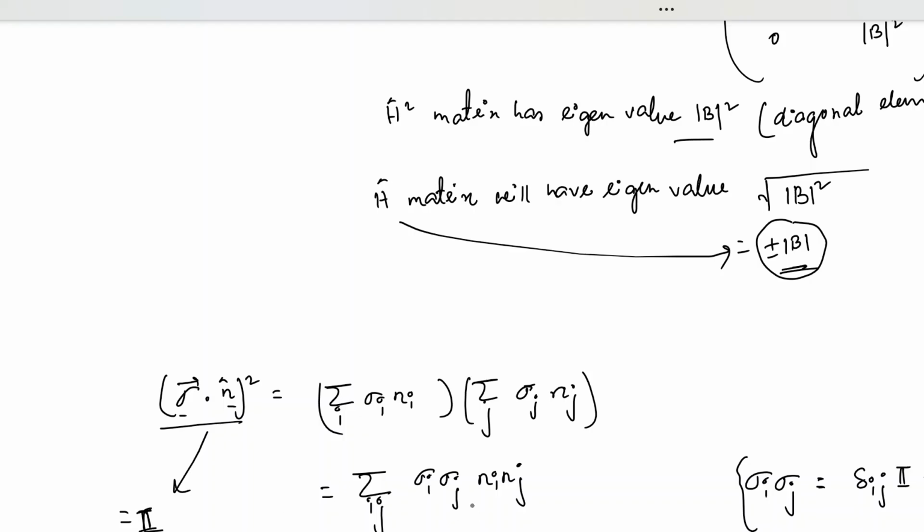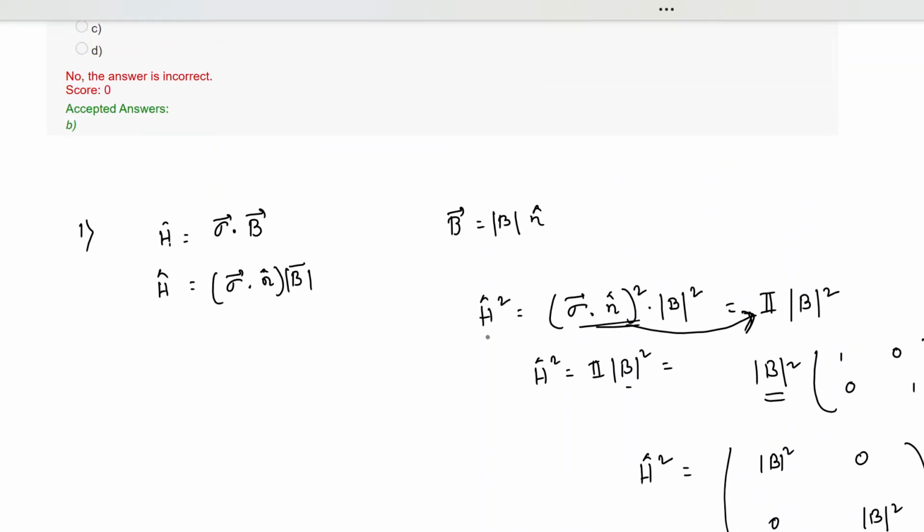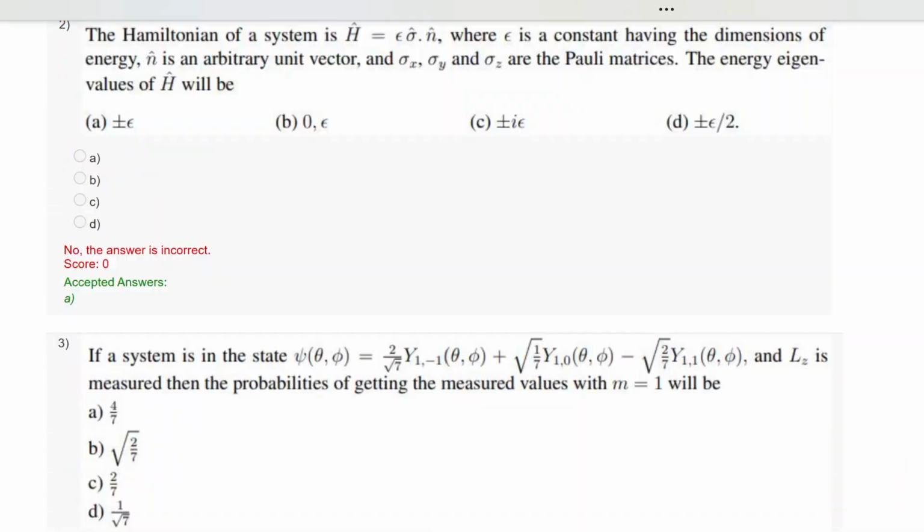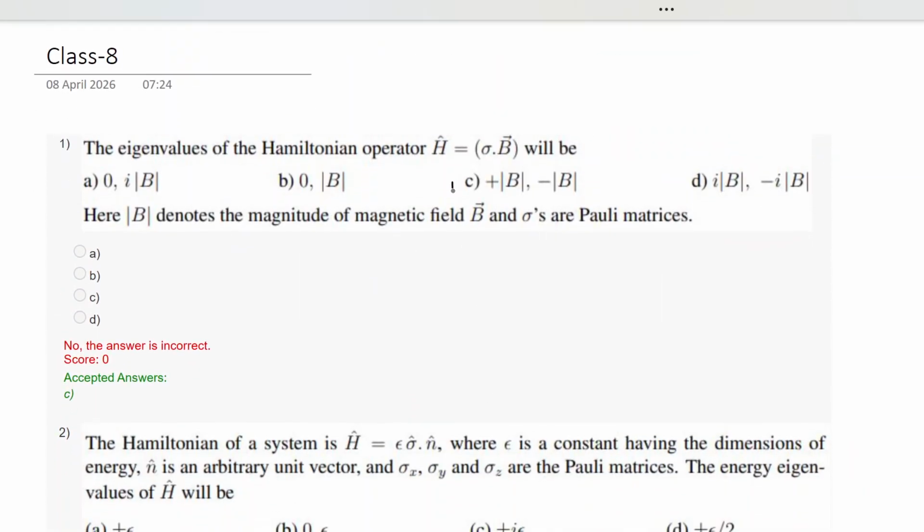First write down the Hamiltonian squared matrix, and once you know its eigenvalues, it is easier to take the square root and get the eigenvalues of the Hamiltonian, H cap. By that you have solved this first problem: plus B and minus B with a modulus sign is the answer. So C is the correct answer.